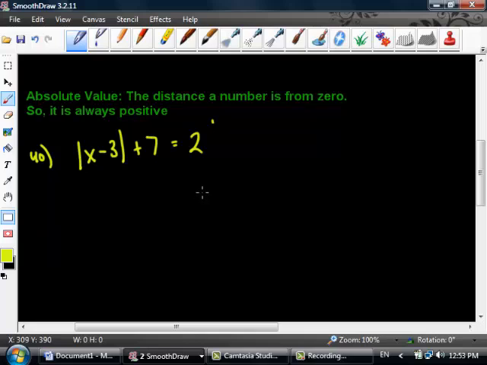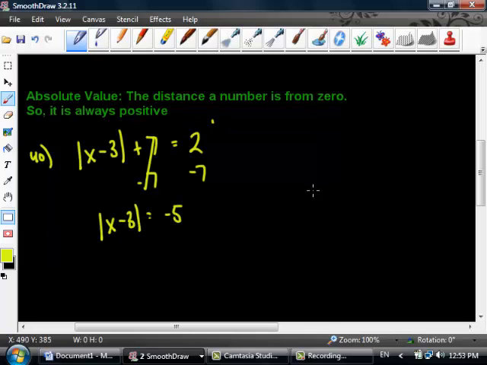First thing in any absolute value equation is to get the absolute value bars by themselves. So, how am I going to get the absolute value bars by themselves this time? How about Paul? How do I get the absolute value bars by themselves? Got to get rid of that 7, right? You got to subtract 7. So we got absolute value of x minus 3 equals -5.